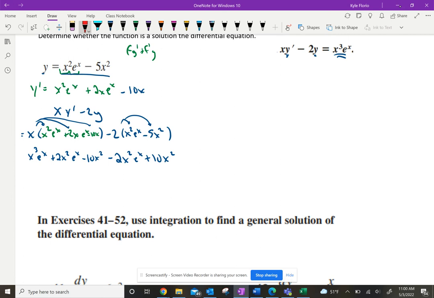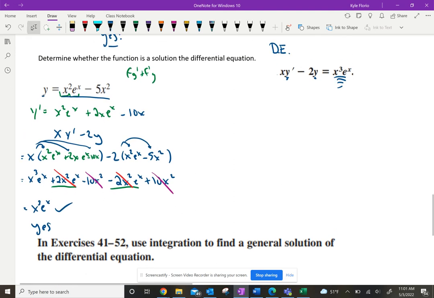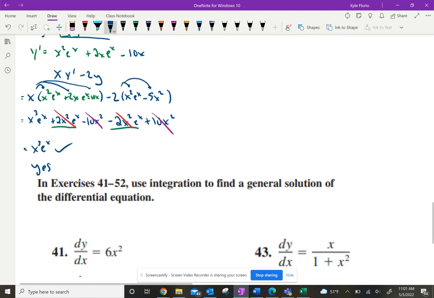So right off the bat, this negative 10x squared and that 10x squared do eliminate each other, which is nice. Are there any like terms? Let's see, I have a 2x squared e to the x minus 2x squared e to the x. Those are also going to eliminate each other. And so I'm just left with x cubed e to the x. And that is what I wanted it to be. So therefore, this is a solution. So yes, we determined whether the function is a solution. Yes, it is.